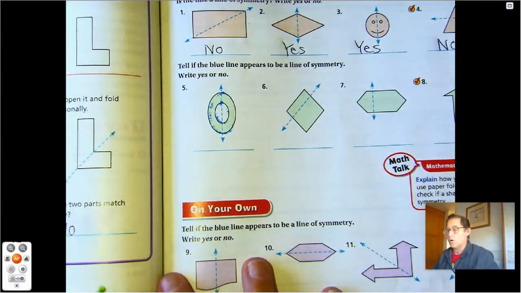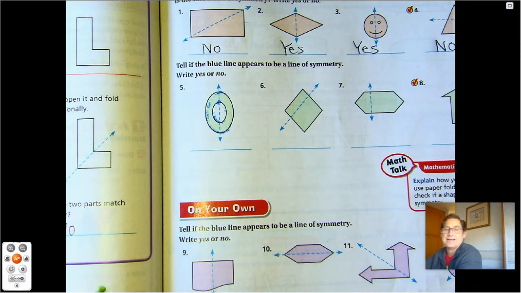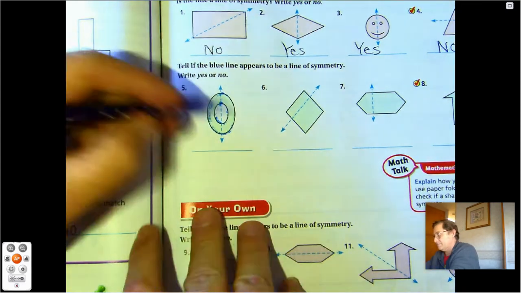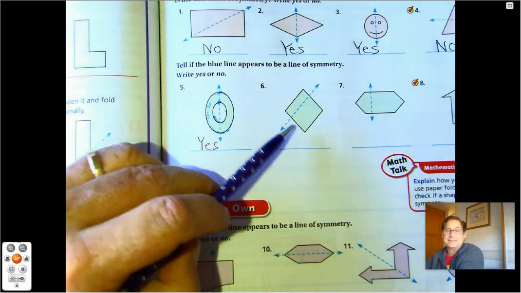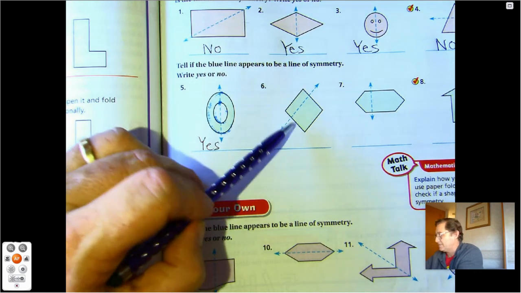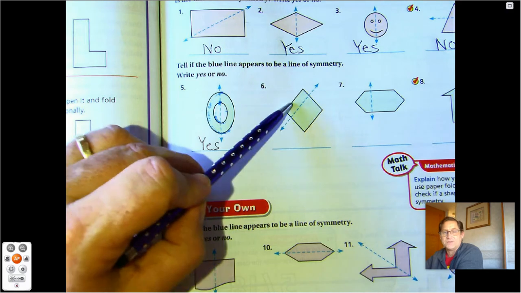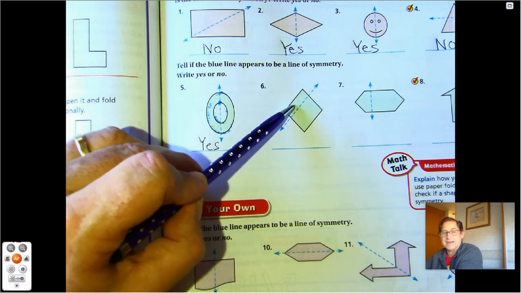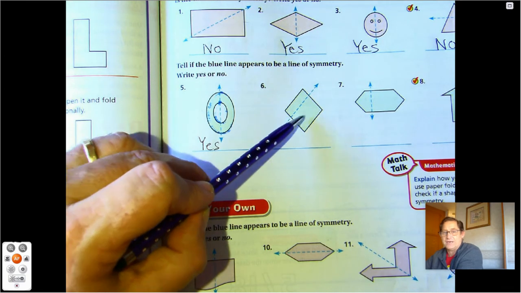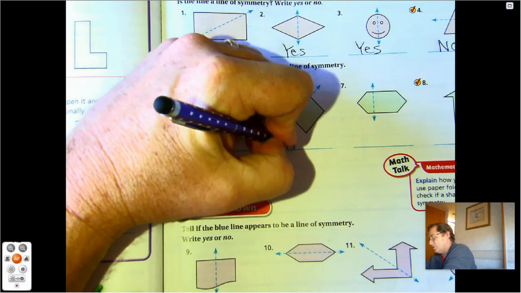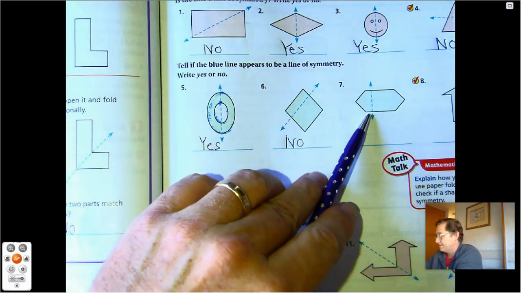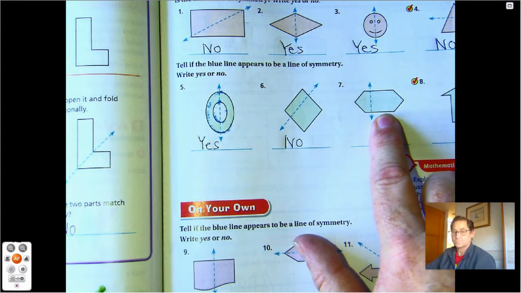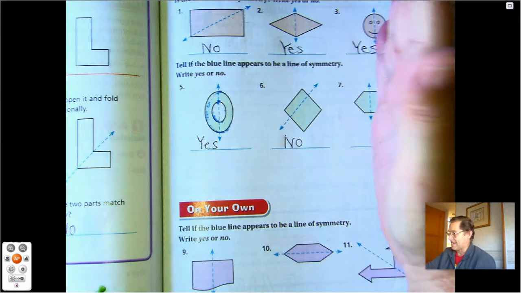All right, number 5. Tell whether the line that they're using is a line of symmetry. Okay, if I take this O and fold it over that line, yes, it's going to match. 6. I don't need to fold this one because look at the difference between the amount of space. This has much more space than this side. So if I fold it, this is not going to cover this piece. So no. Same thing here. The left-hand side is smaller than the right-hand side. If they had moved the line over, I'd say yes, but it's not exactly half.